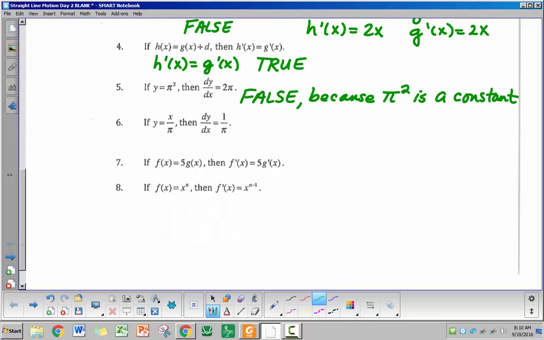Alright, what about 6? If y equals x over pi, then the derivative of y with respect to x is 1 over pi. It's true. Wait, but I thought pi is 0. There's an x. Another way you can write this, if y equals x over pi, that's the same as saying y equals 1 over pi times x. And what's the derivative of 1 over pi times x? 1 over pi. Pi is just a constant.